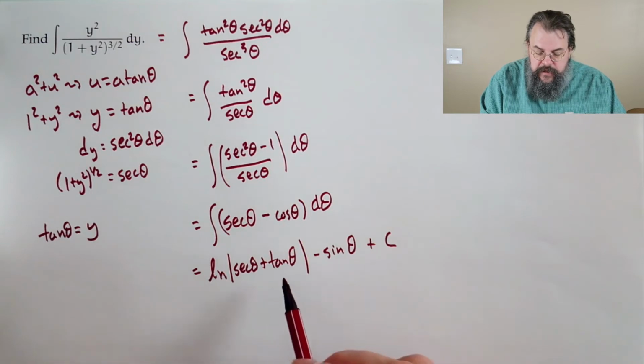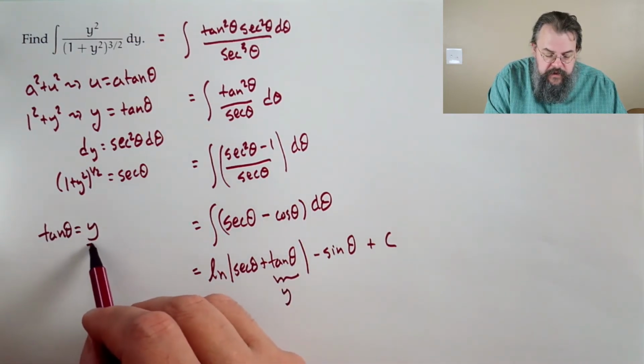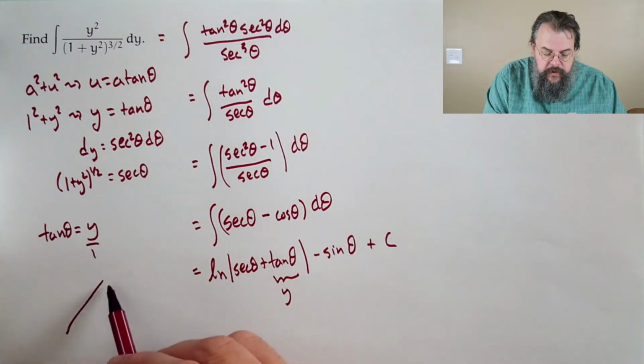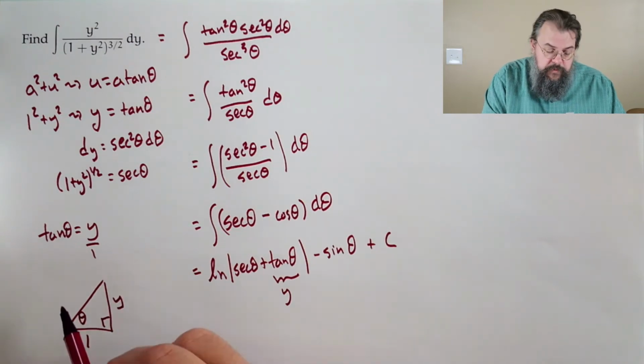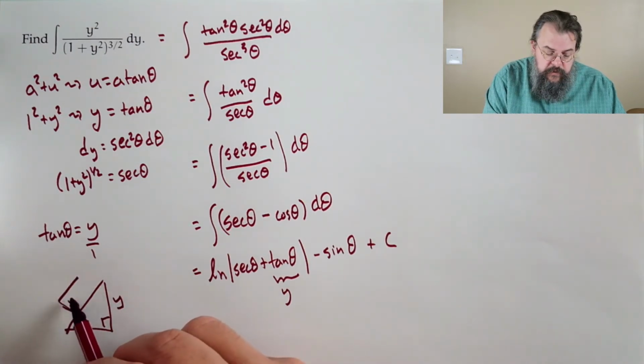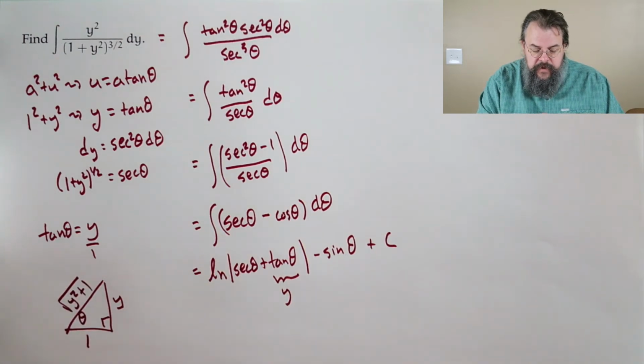It's y. Okay, that's good. So that handles that part. But we also say, look, that's the same as y over 1. So we draw our triangle, theta, opposite over adjacent. So that missing side is the square root of y squared plus 1.